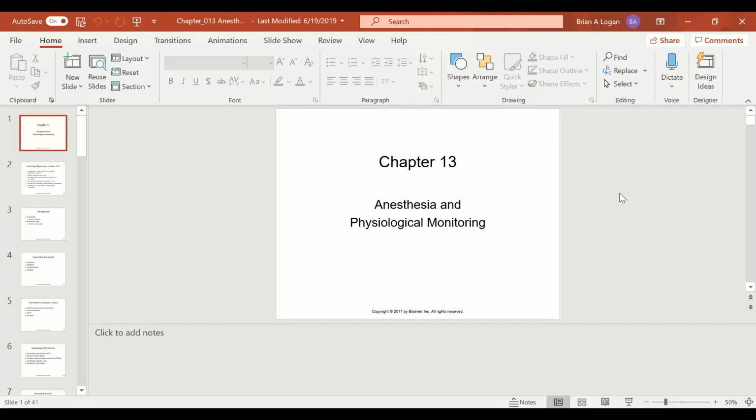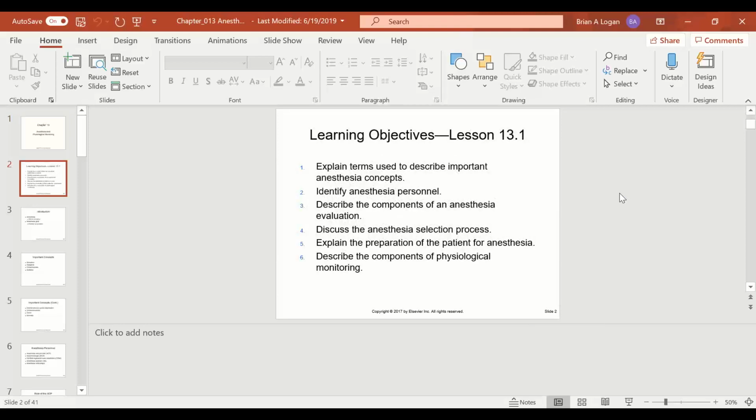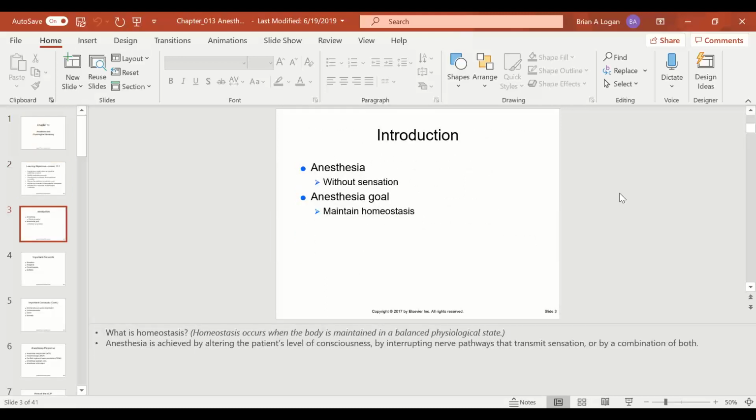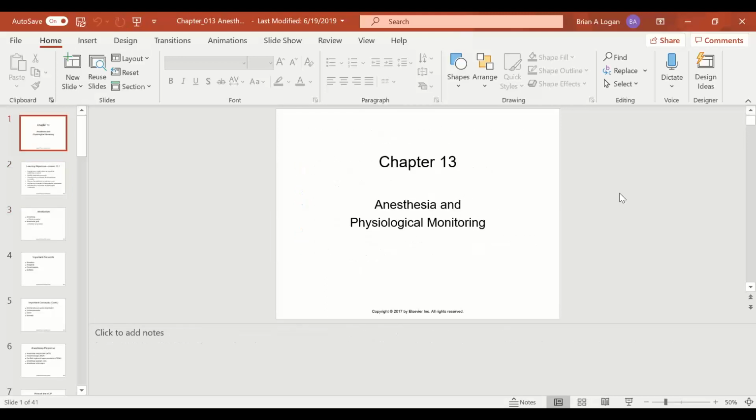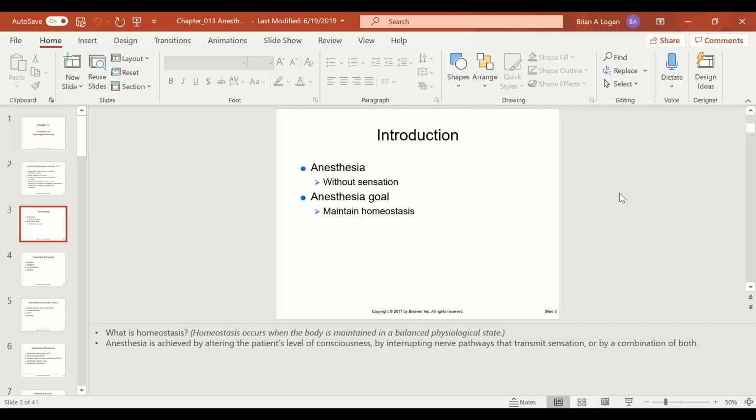We talked a little bit about hyper and hypo and isotonic solutions. Remember, you always have to have two solutions that are in comparison to one another. But here we're going to be talking about anesthesia itself and the monitoring that gets done with anesthesia.